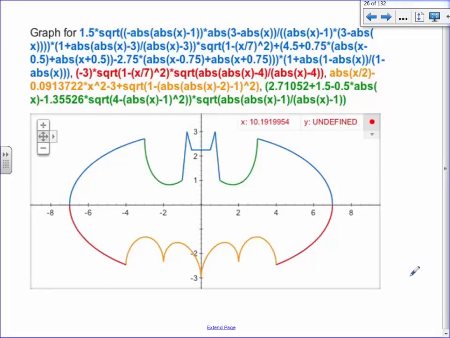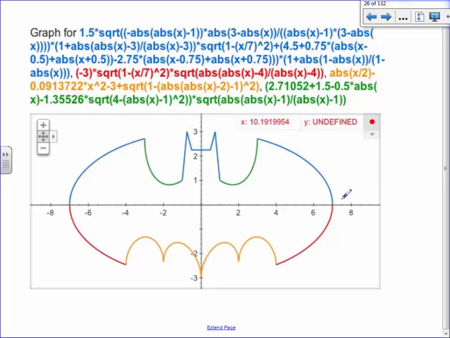This is a cool graph. I want to make this one day. If you know how, you can type this into your graphing calculator, and if you have a little while, you can make the Batman graph. Might take a little while. Okay. Now, this is not considered a function.